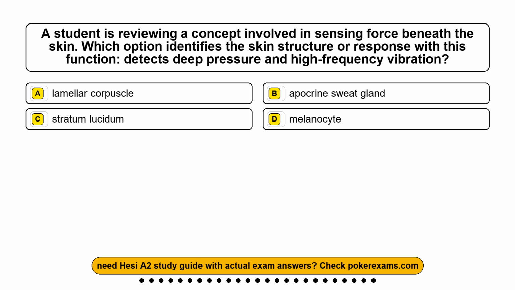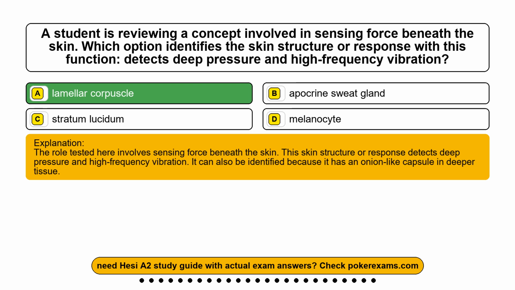Question 10. A student is reviewing a concept involved in sensing force beneath the skin. Which option identifies the skin structure or response with this function, detects deep pressure and high frequency vibration? Option A, lamellar corpuscle. Option B, the eccrine sweat gland. Option C, stratum lucidum. Option D, a melanocyte. The correct answer is option A, lamellar corpuscle.